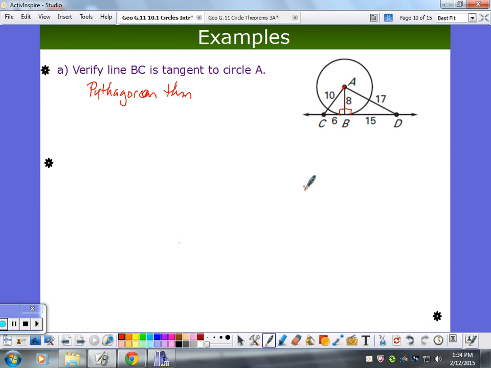Oh. What? How do I know it's a right angle? It could be. I don't know. Oh, I see what you're saying. Right. Geometric mean works if I know this is a right angle. I don't know that. So, but I don't need it in this case.